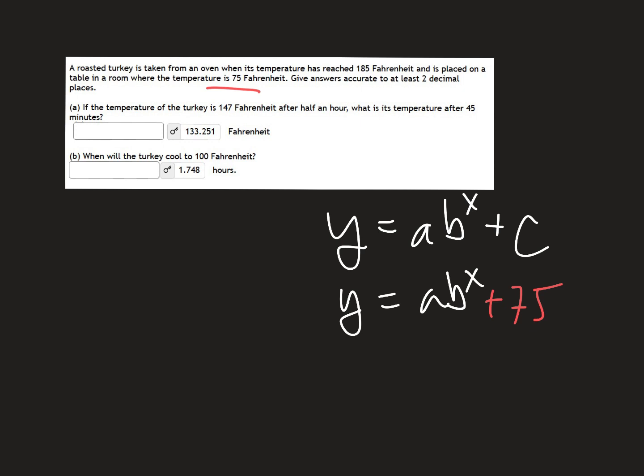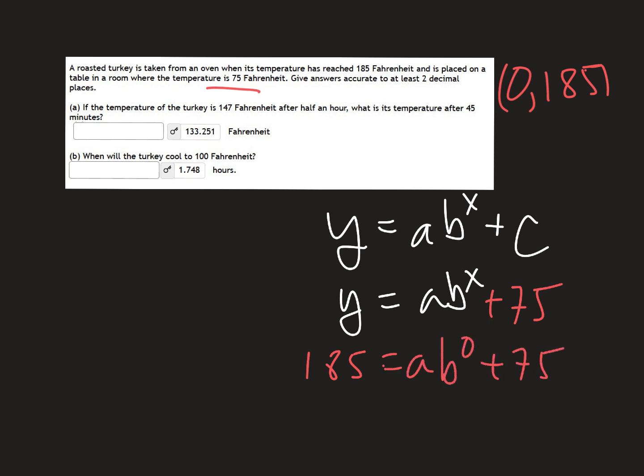Now, they gave me a couple other points. They told me at time 0, this turkey is 185 degrees. So let's see what that does for me. So 185 degrees equals a times b to the 0 plus 75. So if I subtract 75, I get 110. And b to the 0 is 1. So a is 110. So I'm going to write y equals 110 times b to the x plus 75.